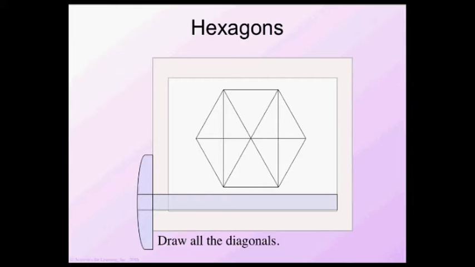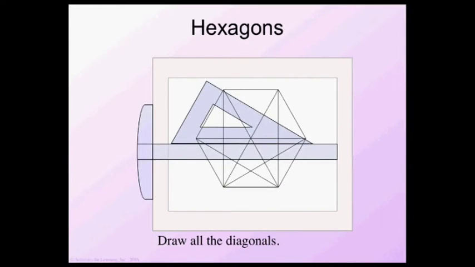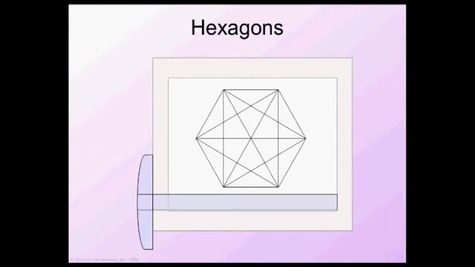We want to draw all the diagonals. Does anyone see any more diagonals? What about this one? Now, how am I going to do that one? Remember, we can move that triangle around. There we go. And I can flip it over and draw the next one. Oh, and there's one up above here. I can draw that one and flip it back and draw the last one. I've got all my diagonals.